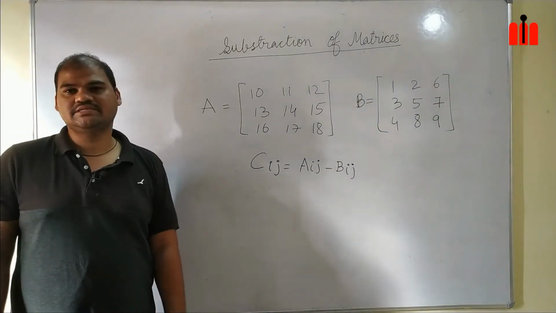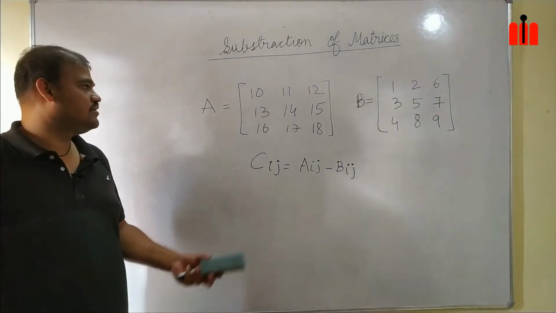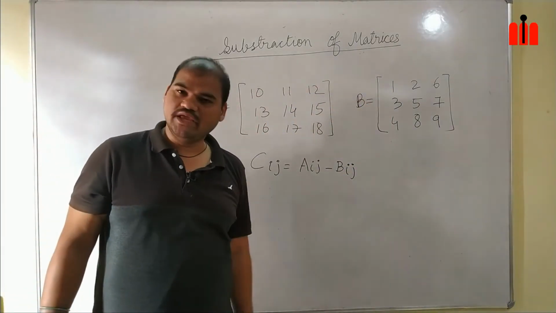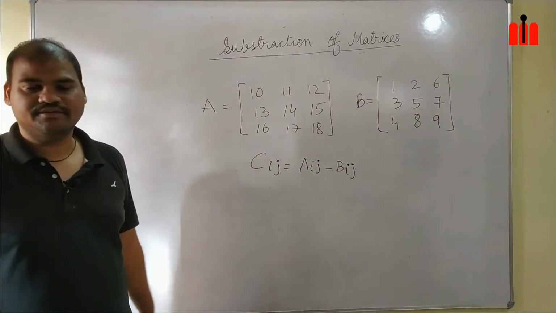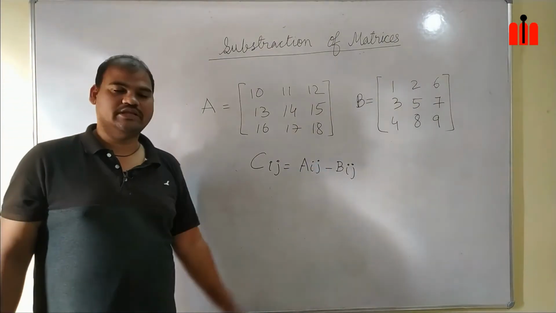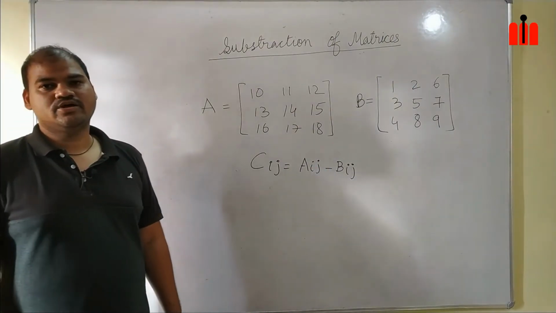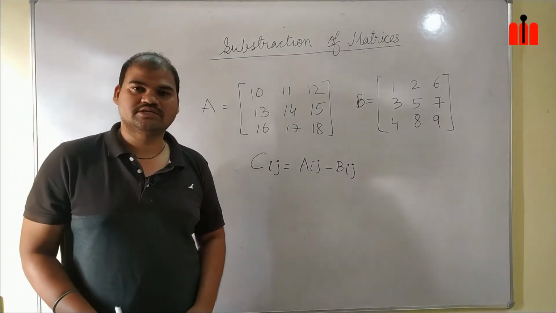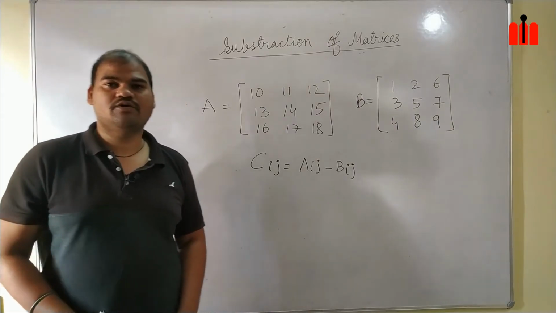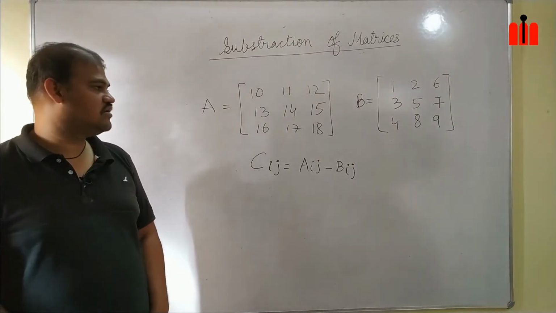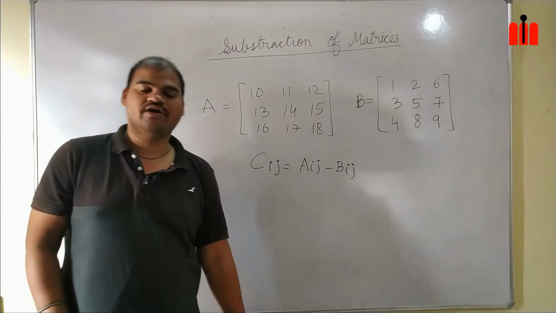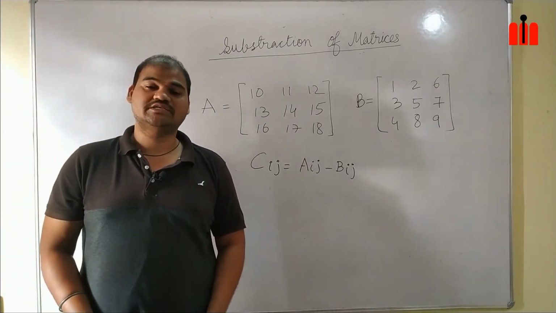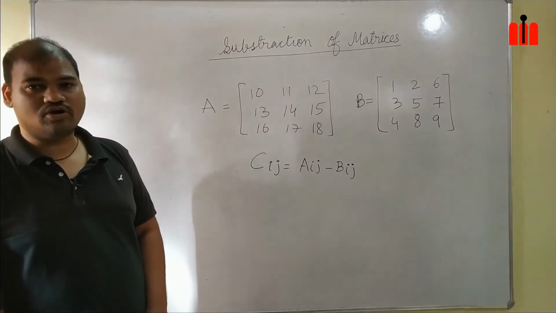Aij minus Bij. Each element of A, the corresponding element of B will be subtracted. In addition, that was added. Before jumping into this subtraction, what check do we have to do? Same as addition, we have to check whether the order of both the matrices is the same or not, whether the size of both the matrices is the same or not.